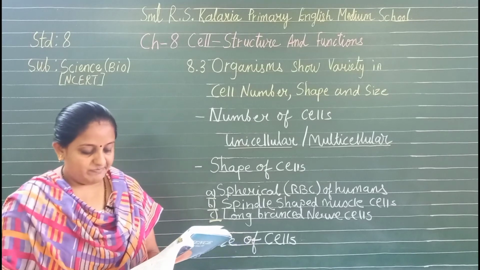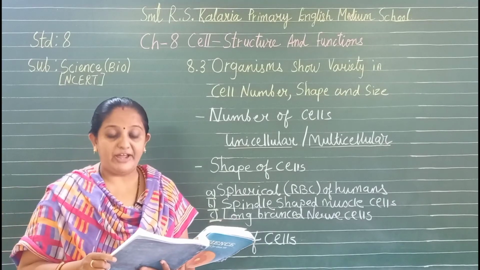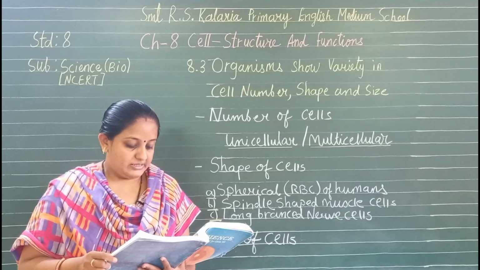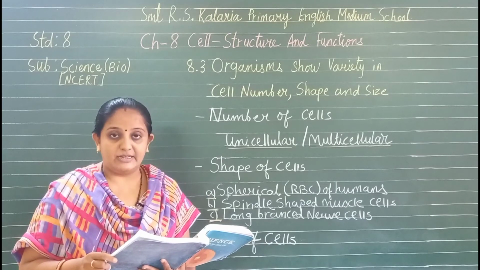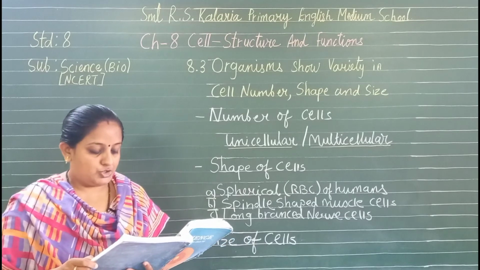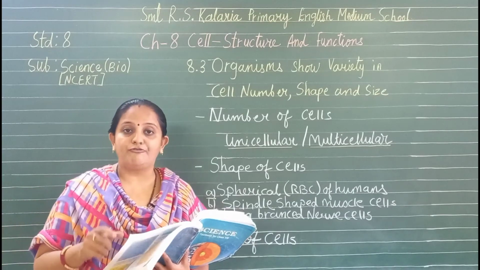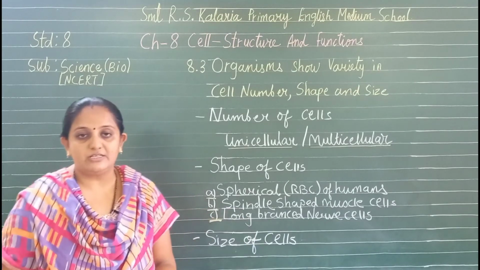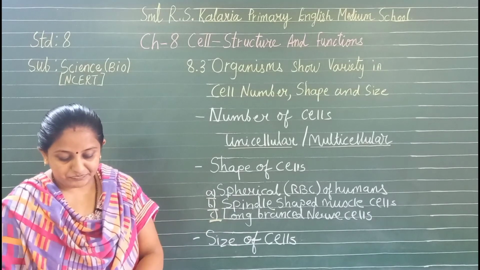The smallest cell, 0.1 to 0.5 micrometer, is bacteria, and the largest cell, measuring 170 mm to 130 mm, is the egg of an ostrich. So you can see there is a difference in size.